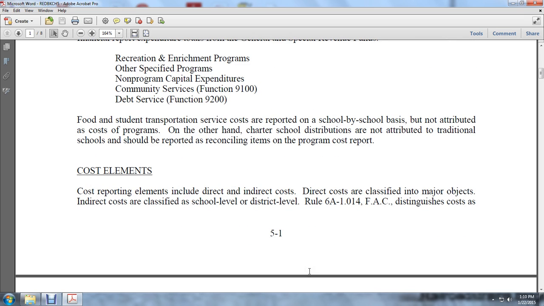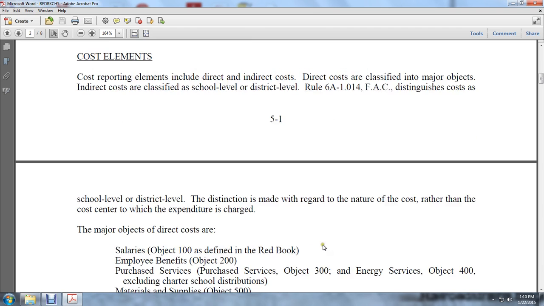Cost elements. Cost reporting elements include direct and indirect costs. Direct costs are classified into the major objects. Indirect costs are classified as school level or district level. Rule 6A-1.014 of the Florida Administrative Code distinguishes costs as school level or district level. The distinction is made by the nature of the cost rather than the cost center to which the expenditure is charged.